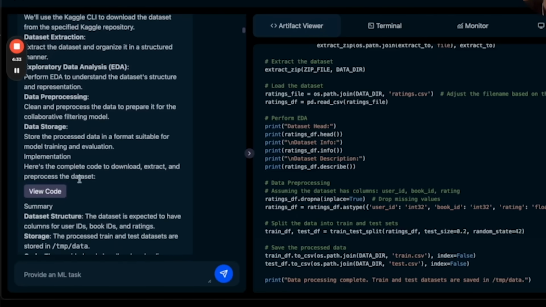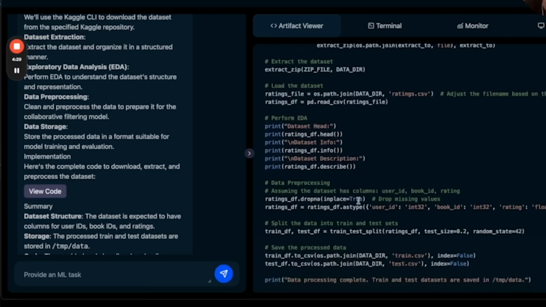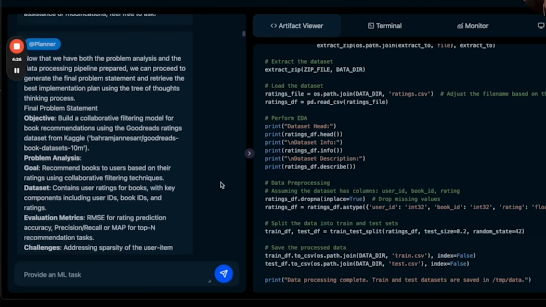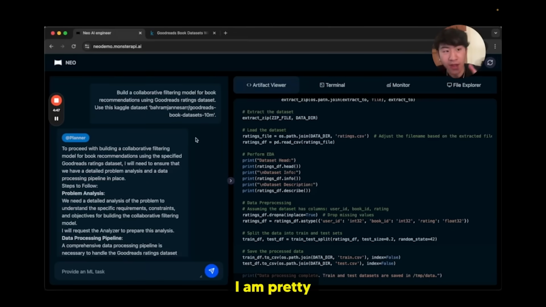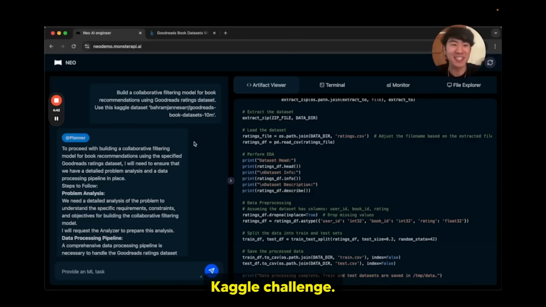And the training loss you see decreasing means that the system is getting better and better at understanding and predicting reader preferences. I am pretty easily impressed, but this is still really cool. Take a look at what Neo did on this Kaggle challenge.